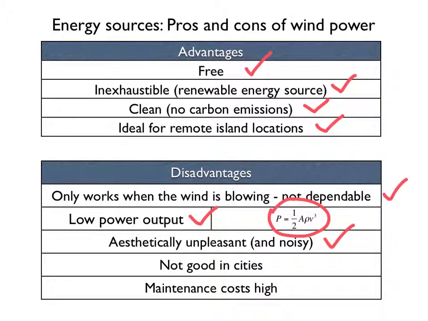Wind generators are aesthetically unpleasant. They make a lot of noise, and people think they're pretty ugly. They kind of disturb the natural landscape. They're not good in cities because buildings will block the flow of air. So we need to do these things out in the open, and the maintenance costs are high because they have a lot of mechanical parts.